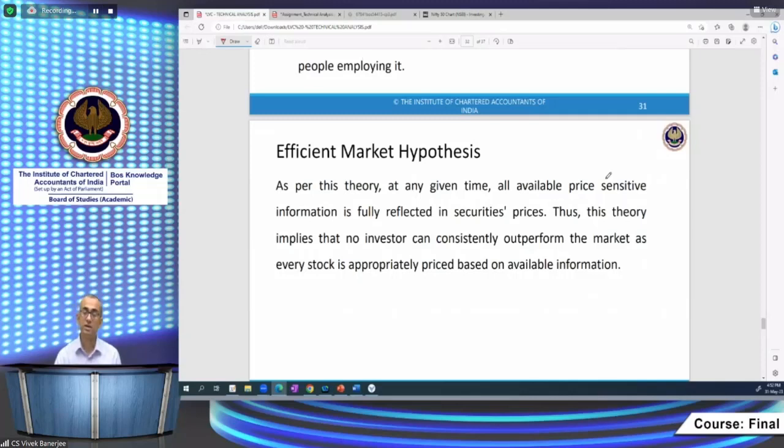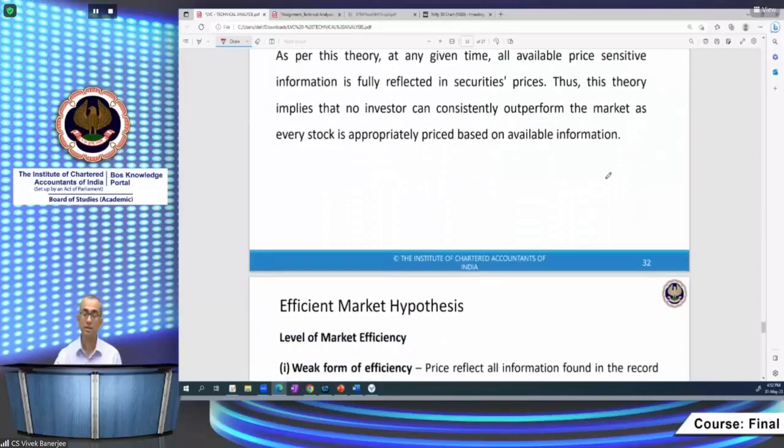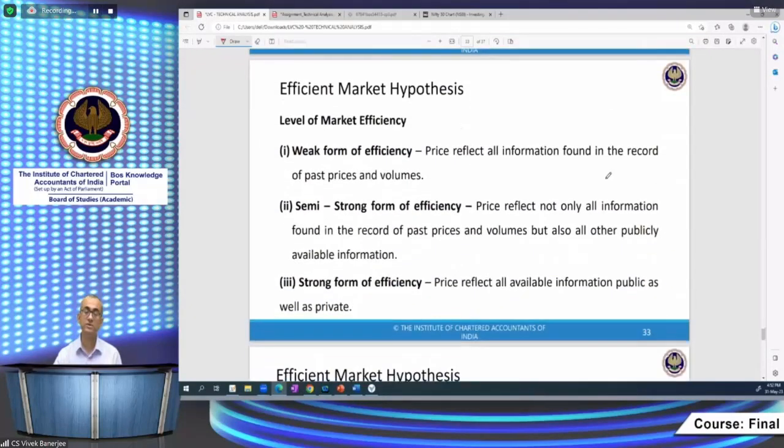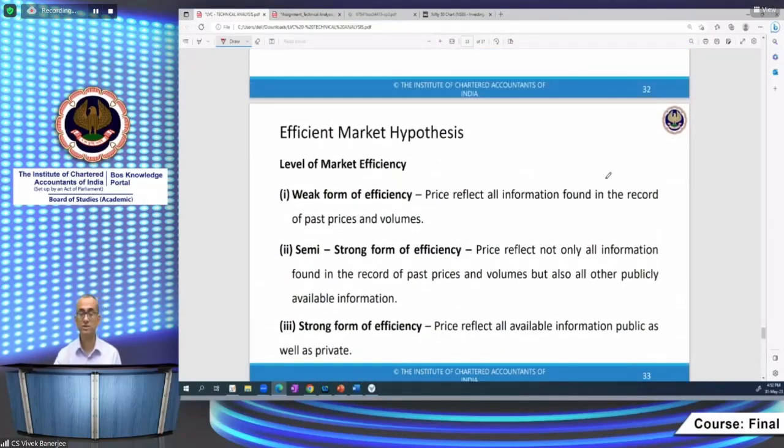Efficient market hypothesis believes that at any given time, all the available information, whether publicly available or privately available, affects the share prices. It means share prices absorb all the information, whether private or public. There are three levels of efficient market hypothesis: weak form of efficiency, semi-strong form of efficiency, and strong form of efficiency.